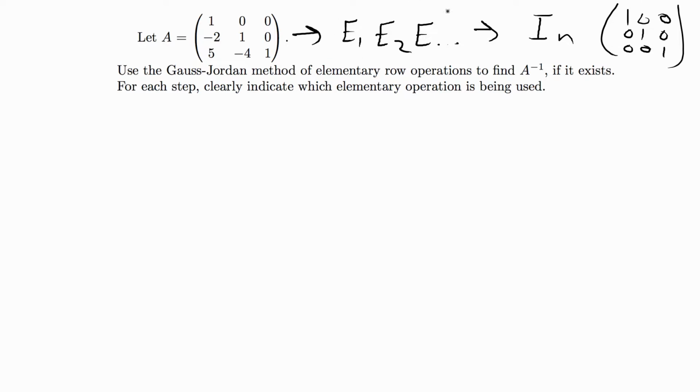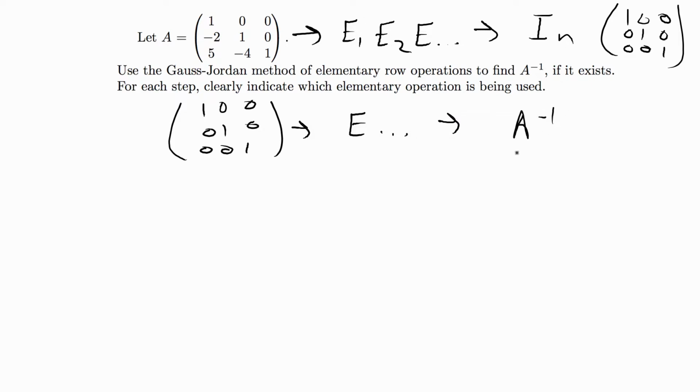And then with these elementary row operations that you performed, you do the same thing to an identity matrix. It would be the same size as A, so it would be 1, 0, 0, 0, 1, 0, 0, 0, 1. You do the same elementary row operations, and that would give you A inverse. So that's how you do this problem.